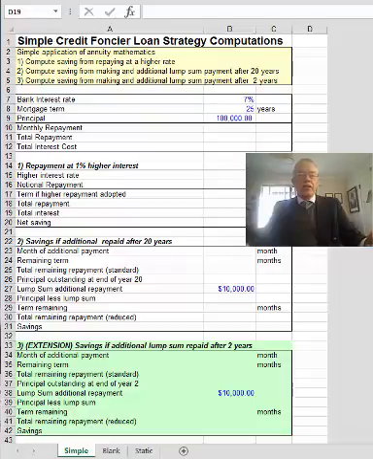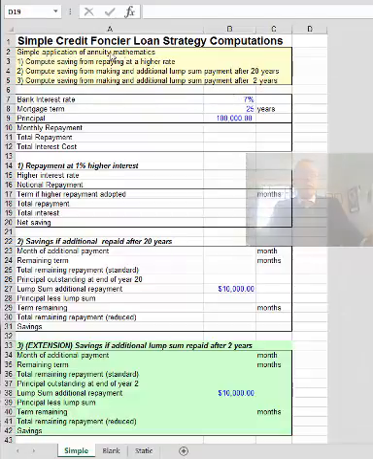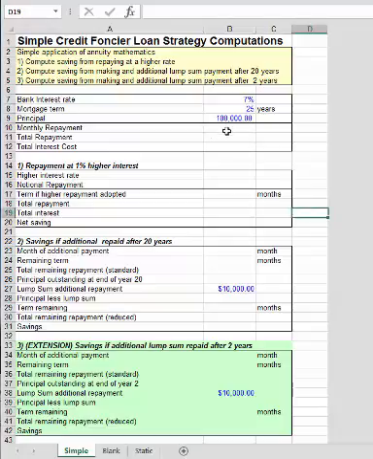Let's get into this calculation now, this model. We're going to be looking at a simple credit foncier loan, and we're going to be working out some simple loan strategy calculations. We're going to be assuming that we've got a bank interest rate of 7%, a mortgage term of 25 years, and a principal of $100,000. Now that could be $1 million or $10 million. It doesn't really matter what the number is. It's more just the way that the calculations work. So $100,000 is a nice round number to start with. What we're going to do is go through and do some standard calculations, and then we're going to move into looking at the what-ifs. First of all, let's look at the monthly repayment.